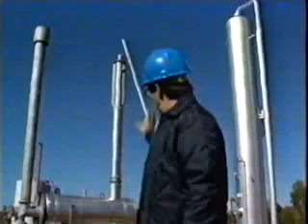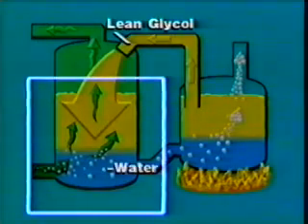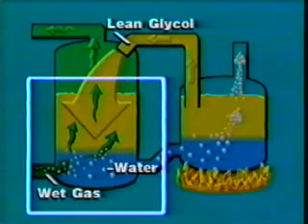To briefly review what you've already learned, glycol dehydration is an absorption process where lean glycol absorbs water from wet natural gas in the contactor column. Next, the water is removed from the glycol through the distillation process in the regenerator. Then the glycol is reused.